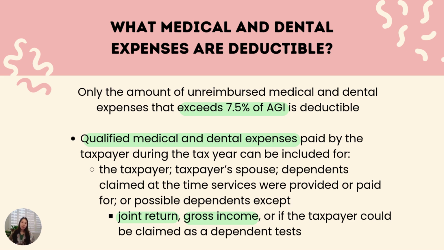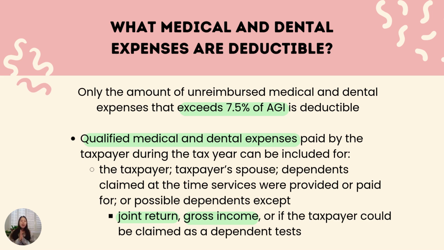So the first type of expenses that we're going to be going over are medical and dental expenses. And how do you know if they're going to be deductible? Well, only the amount of unreimbursed medical and dental expenses that exceeds 7.5% of the adjusted gross income is deductible. So you have your adjusted gross income, say that's $2,000. It's a really low number, I know. But your medical expenses are over 7.5% of that.